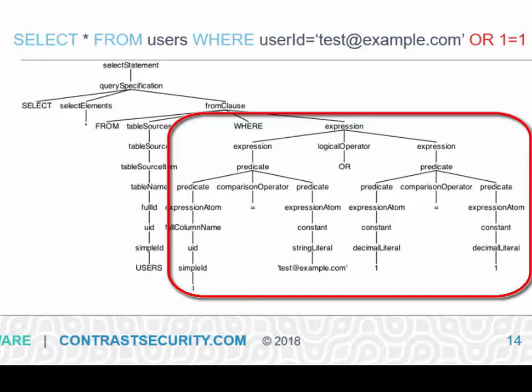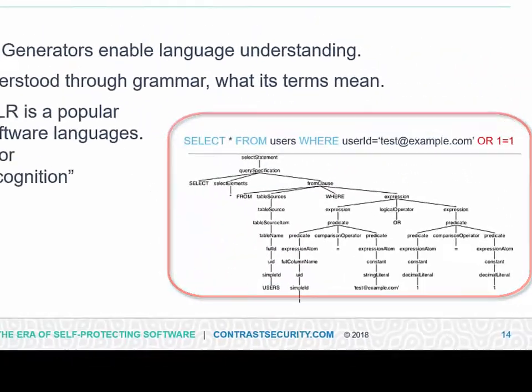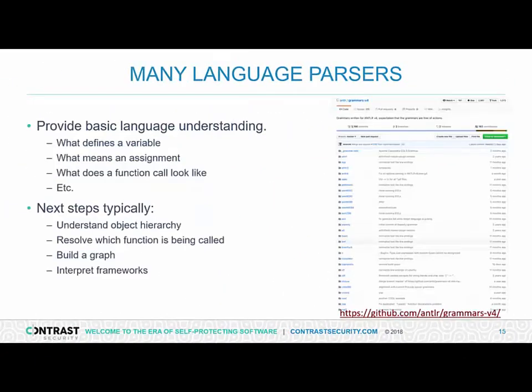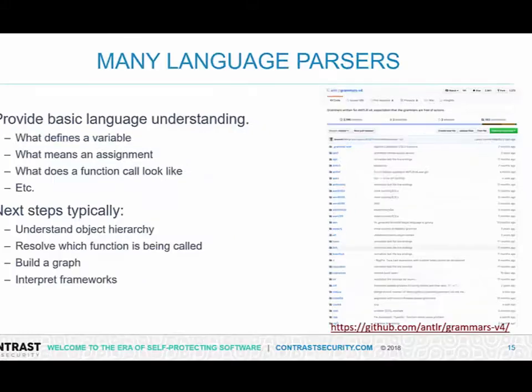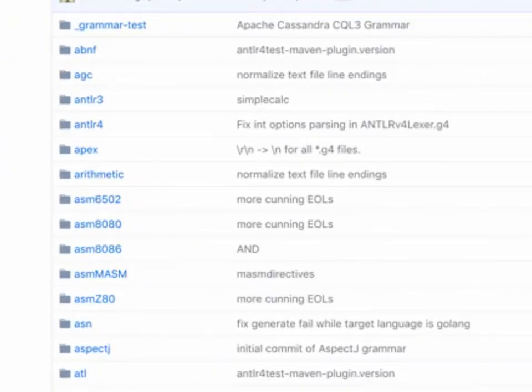So by having broken this statement down, I'm able to actually look at what each particular piece of this language means and make a determination in terms of what the actual query is. Now, ANTLR also offers a number of different language parsers and grammars that are already publicly available that give a basic language understanding. So they cover things like, what is a variable, what does assignment mean, how do I understand what is a function call, and where do different words go.